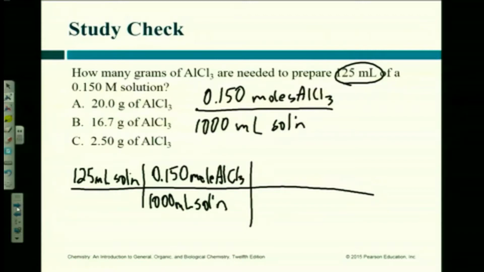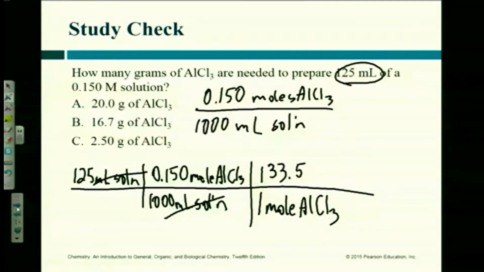Why did I do that? Because I got rid of milliliters of solution and now I have moles. How do I go from moles to grams now? 1 mole of aluminum chloride is 133.5 grams of aluminum chloride.